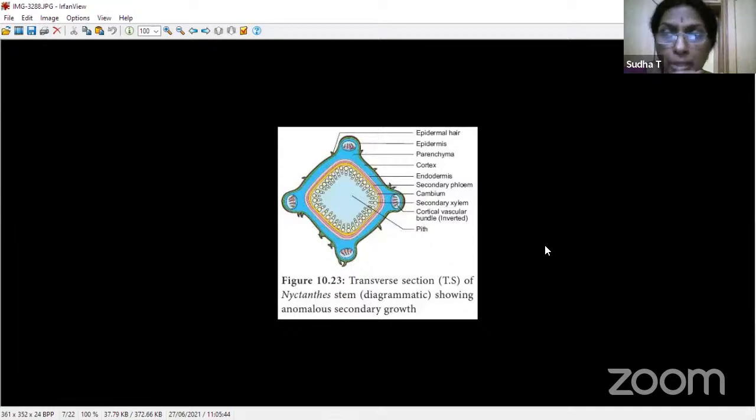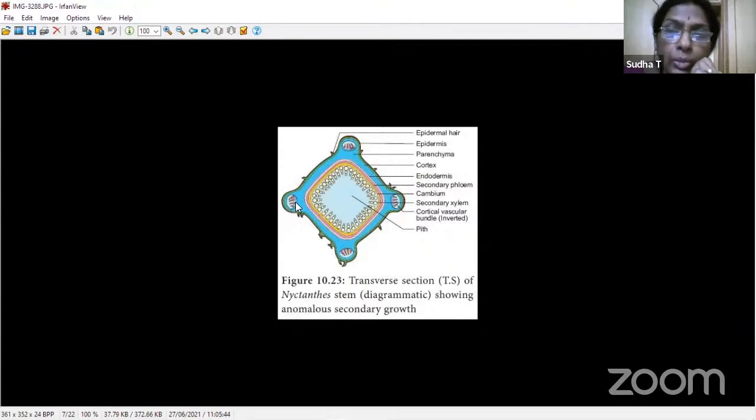Nyctanthus is Parijatam. So we all know those fragrant flowers where the stalk is orange in color. Some of you must have seen this plant Nyctanthus. So this also has a different anomalous arrangement in the beginning itself. Normally this is the form of vascular bundle arrangement, right? This ring of normal vascular bundles shows the normal activity of the secondary growth, but at 4 angles, actually, the Nyctanthus has an angular stem.